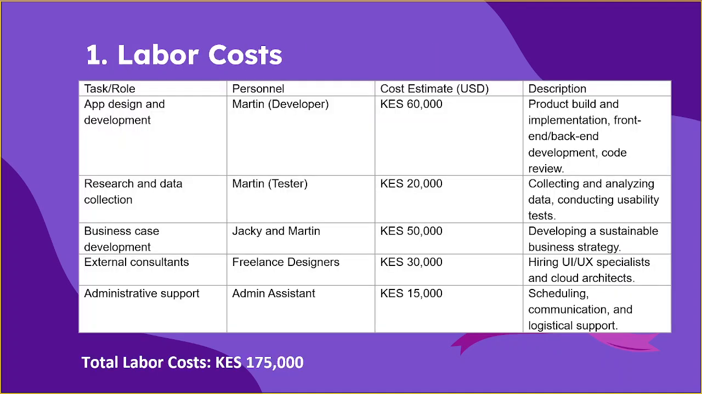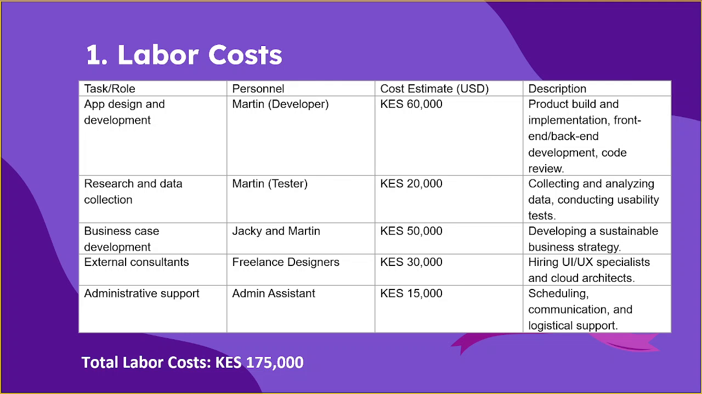So there are 7 parts. Is it 7 or 9? But there are like 9 parts. And this is one part. So the first part is this labor costs. Labor costs involves app design development. We have the research and data collection itself, the business case development.